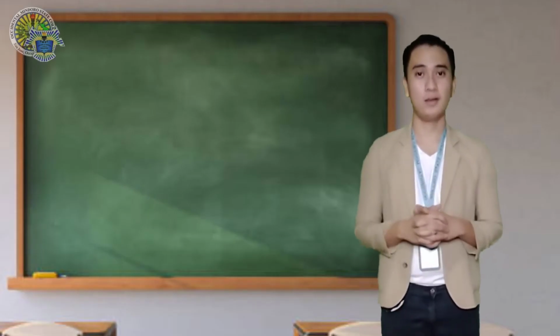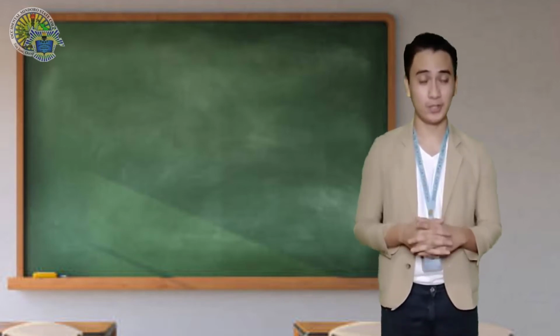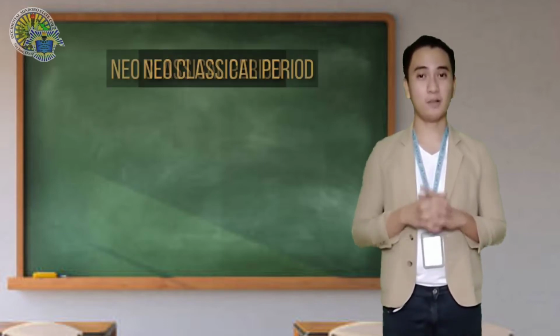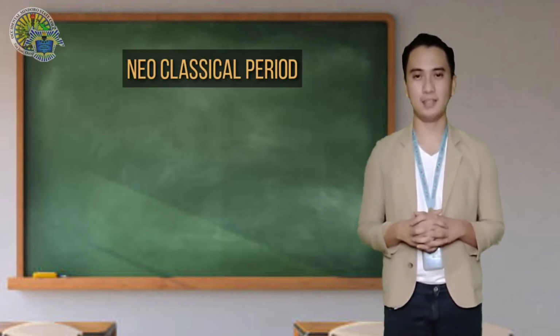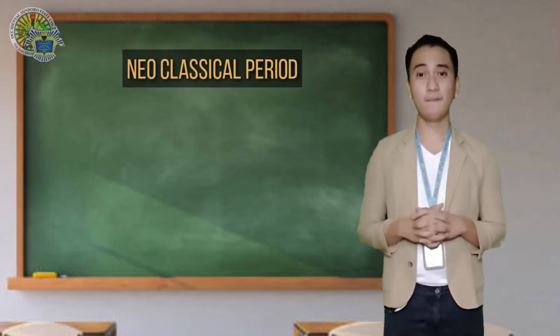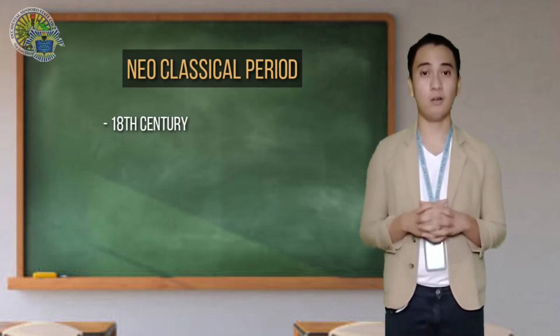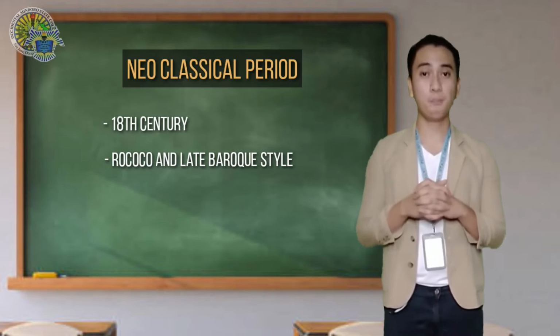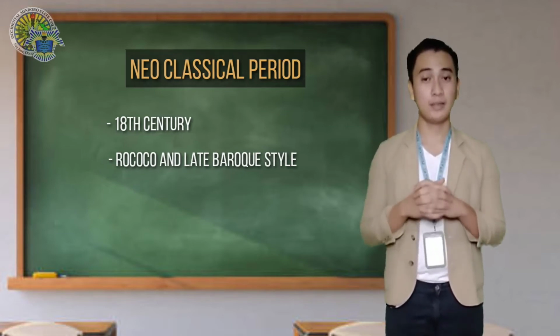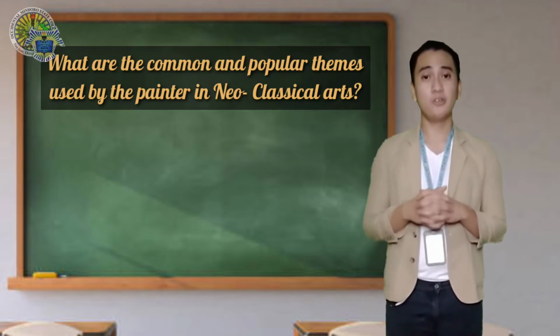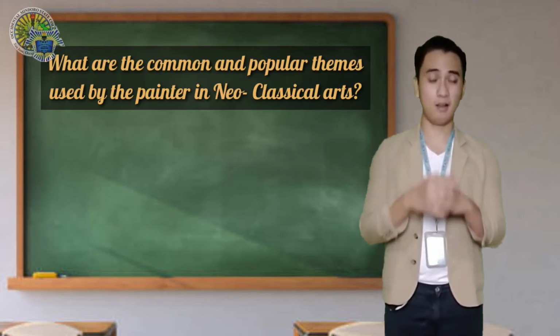Okay, now, can you guess what is our lesson for today? Okay, Neoclassical period is our lesson for today. In the middle of the 18th century, Neoclassic was born out of the rejection of the Rococo and the late Baroque styles. Now, based on the video, what are the common and popular themes used by the painter in Neoclassical arts?